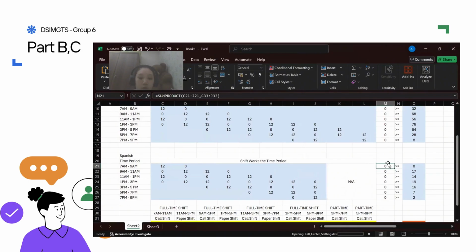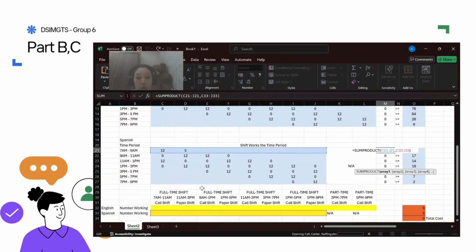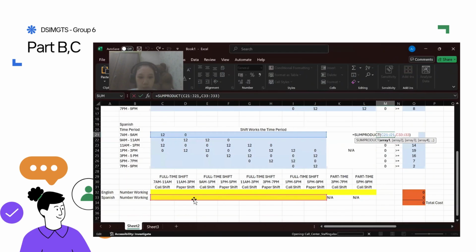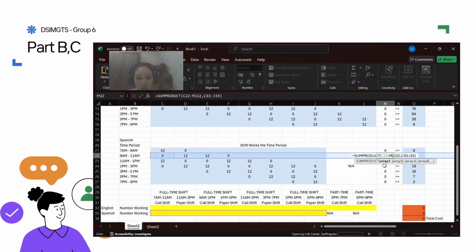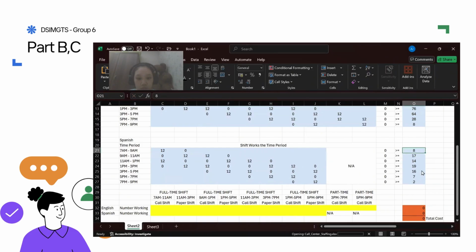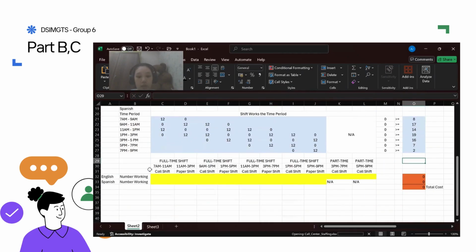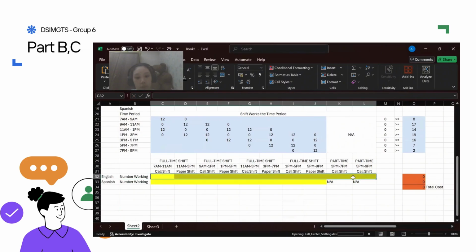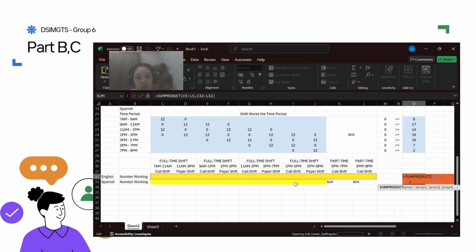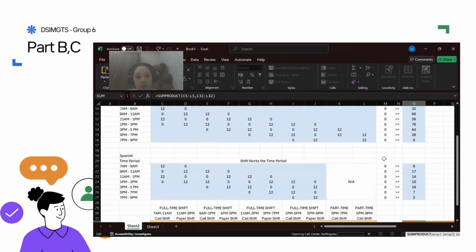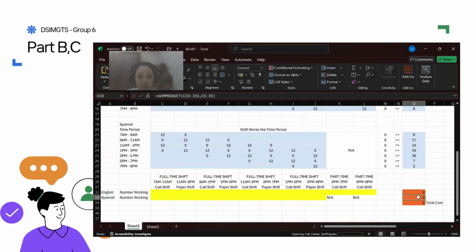For the formula, we have the sum product of the row and the number of people working, or the changing variable cells. So these are just the same. Then these are also taken from the part letter A, the part 1. Okay. For the changing variable cells, we have the number of people working that are English and also Spanish. Then for the cost, this is just the sum product of the number of people working and the cost per shifts. Same goes to Spanish. And this is just the sum of the costs for English and Spanish.